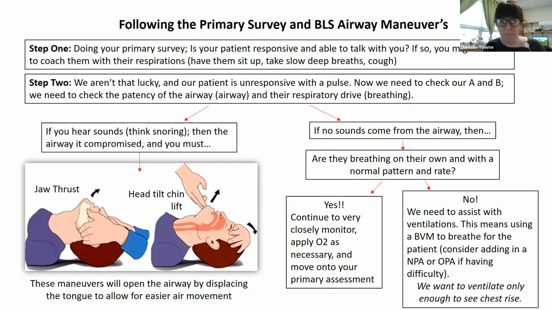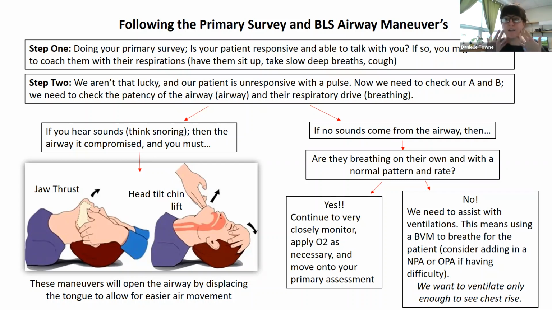Let's say we're not lucky and we don't have a responsive patient that's able to do that with us. They're unresponsive, but they have a pulse. So we need to make sure that we're going through our primary survey, right? So we do our A and our B. We need to check the patency of the airway, and we need to check the respiratory drive, that breathing. So there's kind of two caveats that we can have. When we first check our airway, if we hear noise from the airway, so the big one I think of is snoring, then I think the airway is compromised.